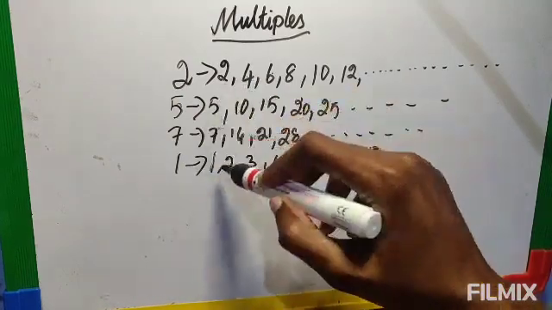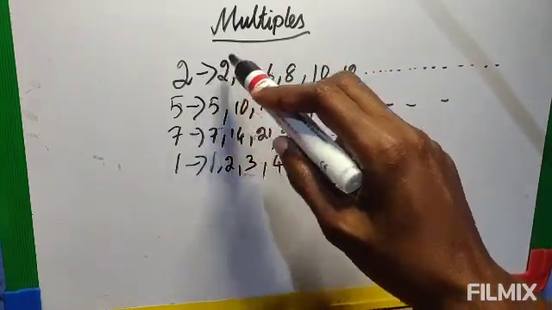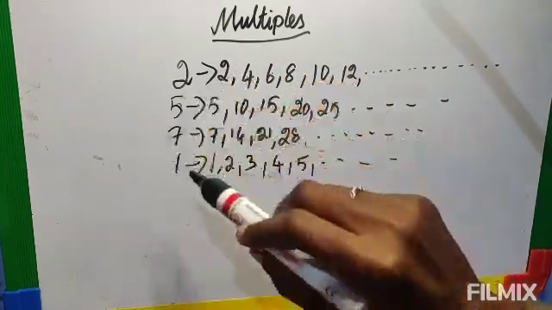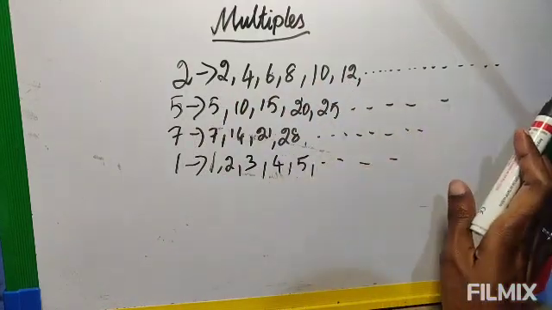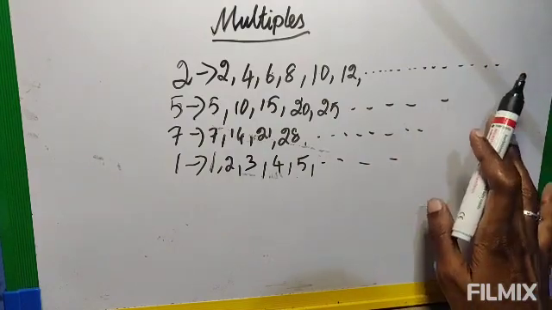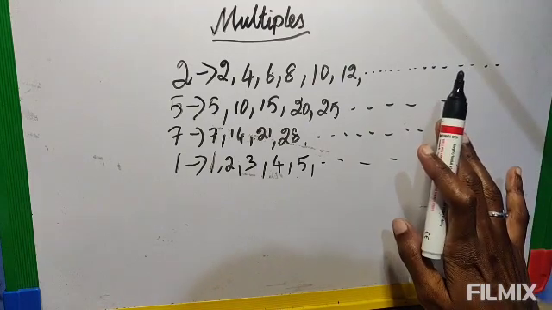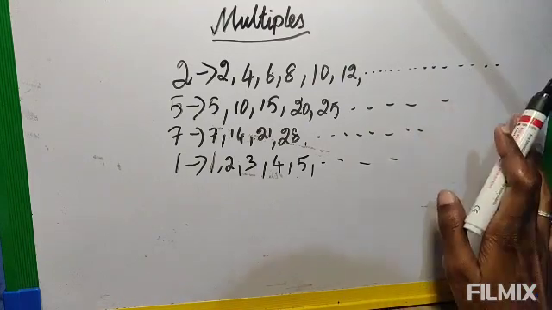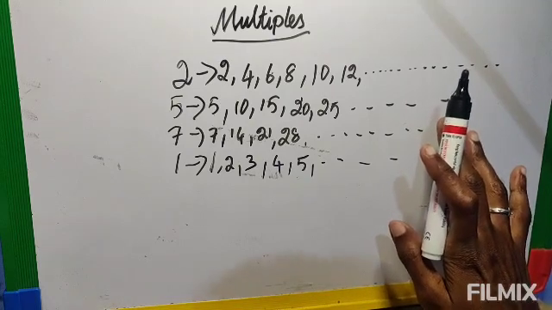Again, if you find the smallest multiple, it will be the number itself. There is no greatest multiple, because it goes on infinitely and does not stop, so the greatest cannot be found. So every number has infinite multiples.